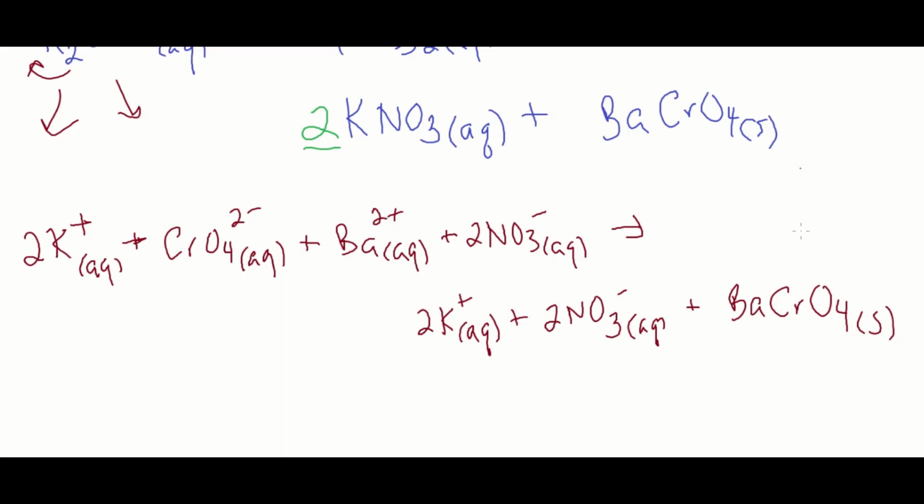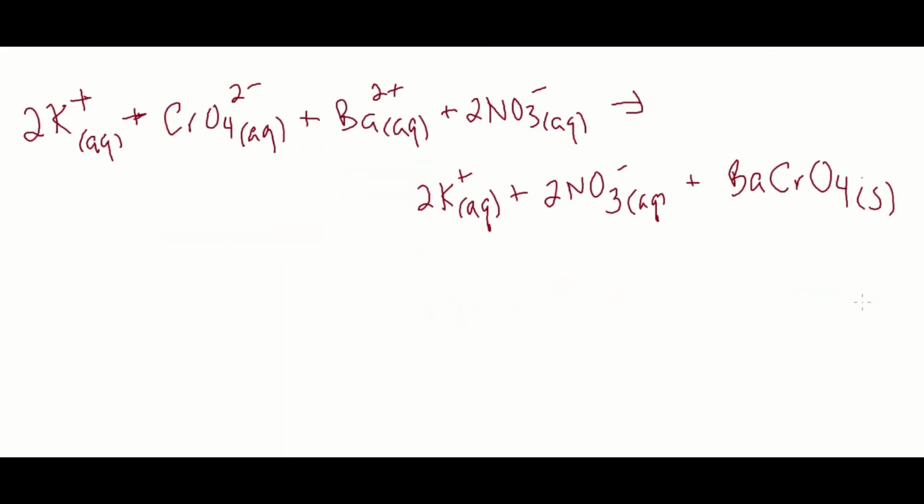So the next step is to eliminate the spectators. The ions that appear unchanged before and after the reaction are the nitrate and the potassium ions. So we need to get rid of them and rewrite what's left as the net ionic equation.